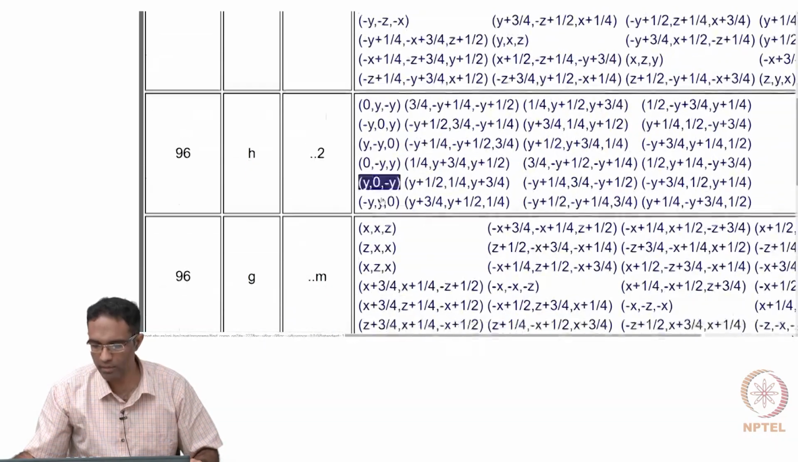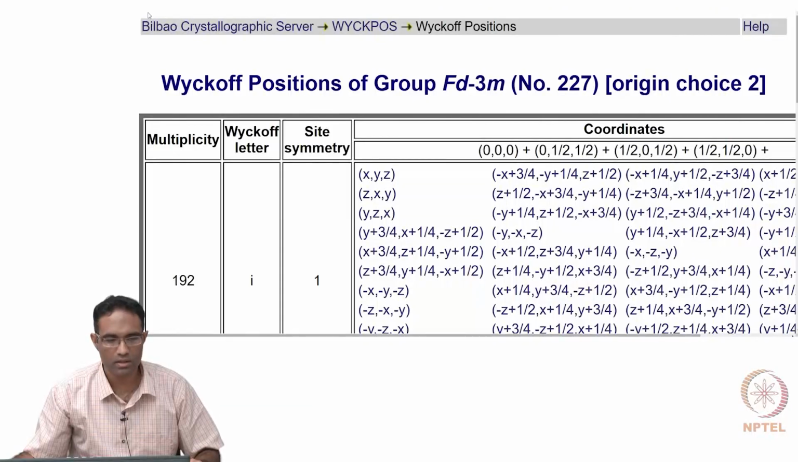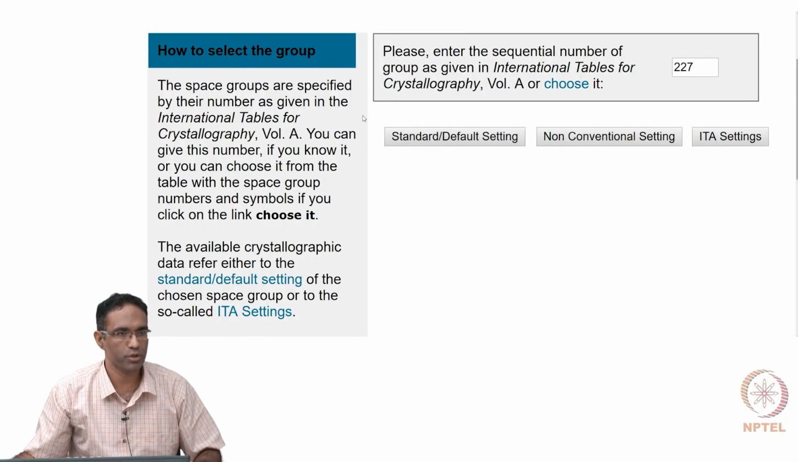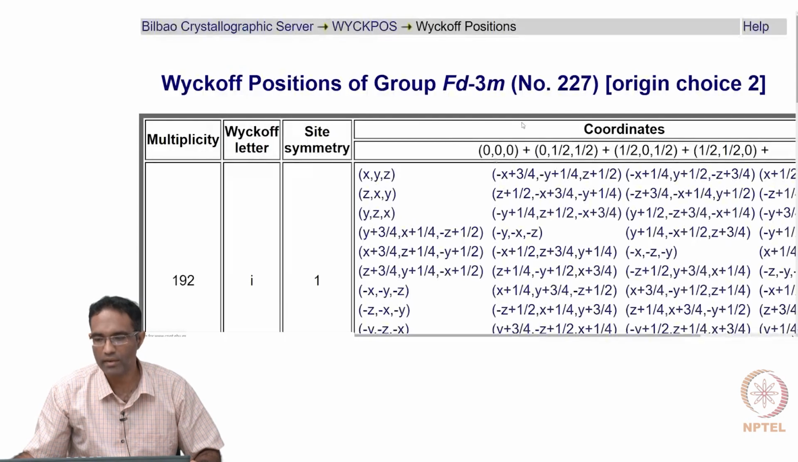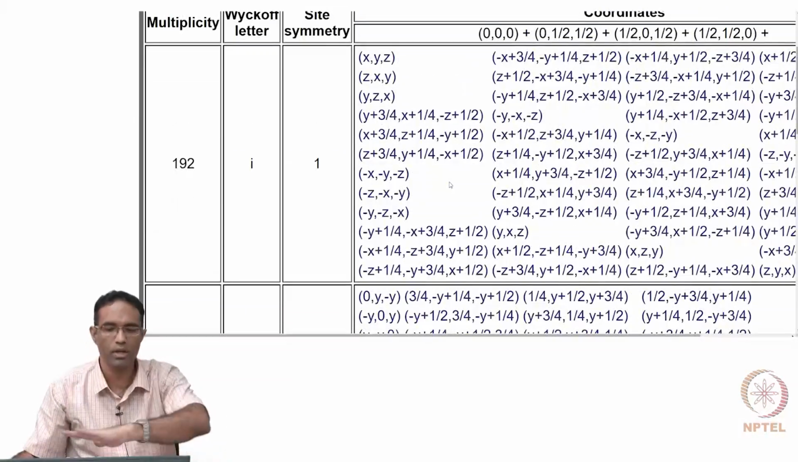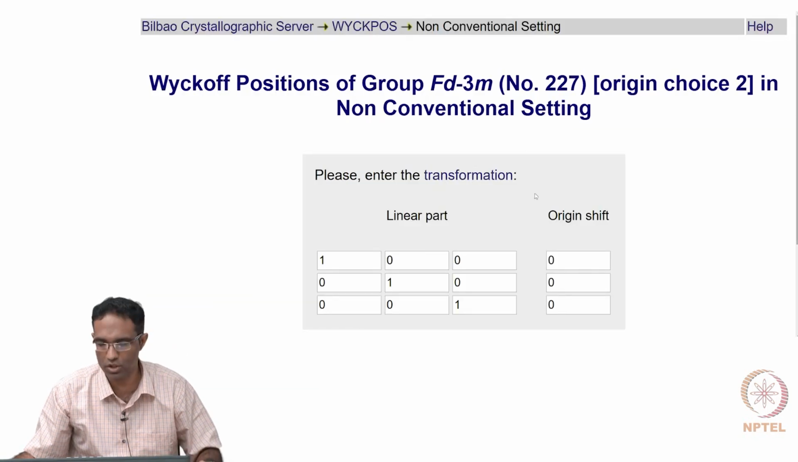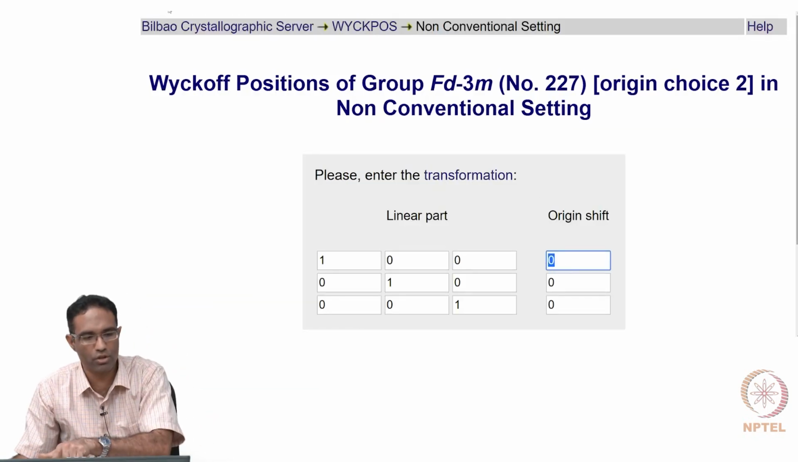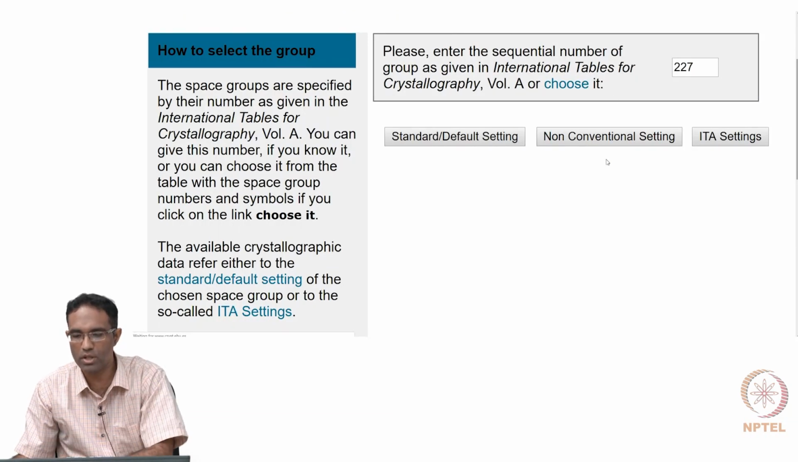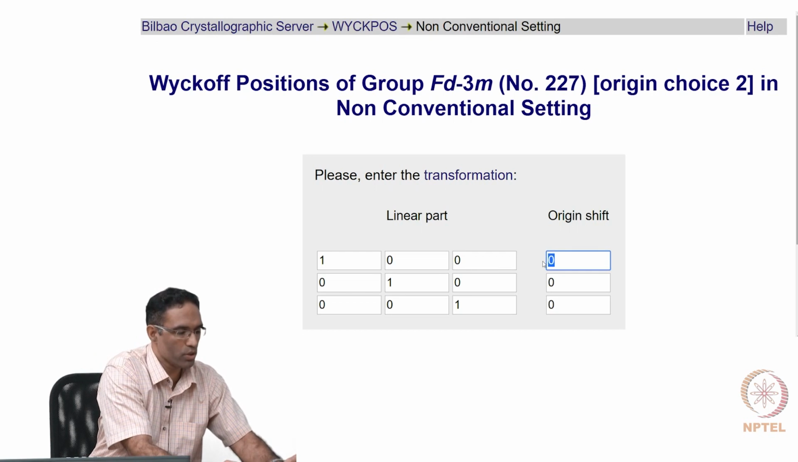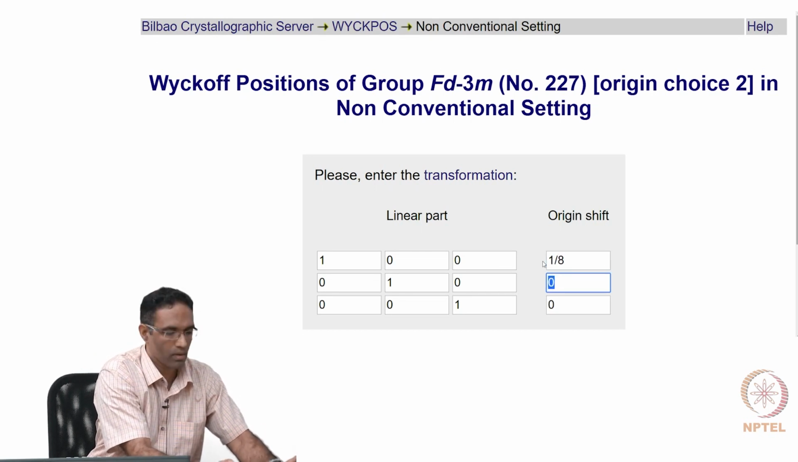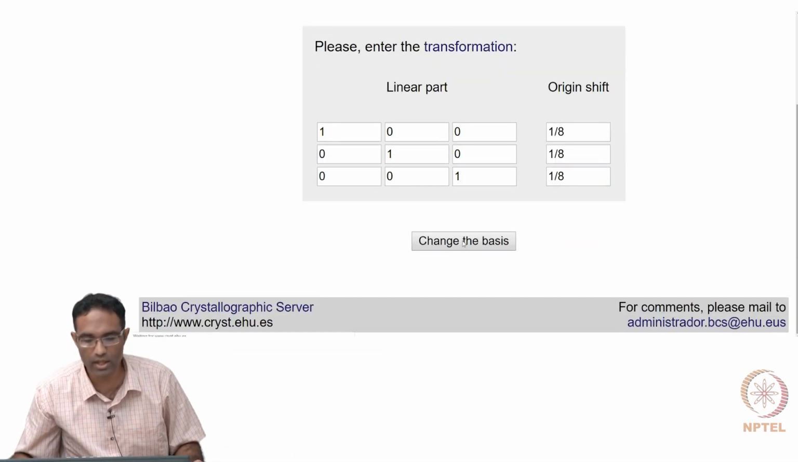The same website can also give us the new sets of Wyckoff positions for a shifted coordinate. So for example, right now I clicked the standard or default setting. When I click the standard or default setting, I got one set of Wyckoff positions, or XYZ coordinates for different positions, right? I may be able to do it for some other arbitrary non-conventional origin by simply specifying an origin shift. So I went to non-conventional setting and I said I want to shift the origin to 1/8, 1/8, 1/8, and then say change the basis.